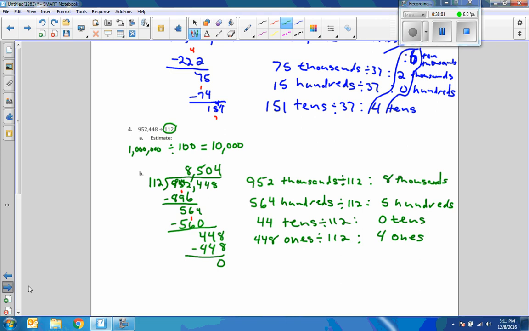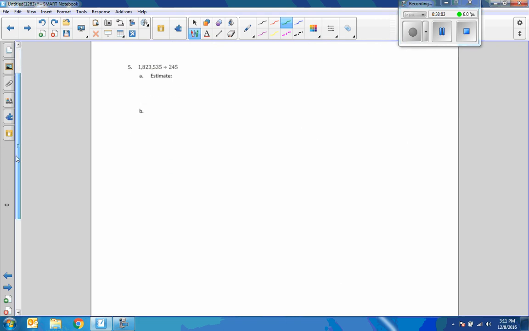Okay. And finally, last one. Estimating 245. That's less than 250, less than half, so I'm going to round that down to 200. So I'm going to take 200, and it's got to go into something evenly here. And 2 will go into 18, so I just need to get rid of that 2, 3, 5, 6, 3.